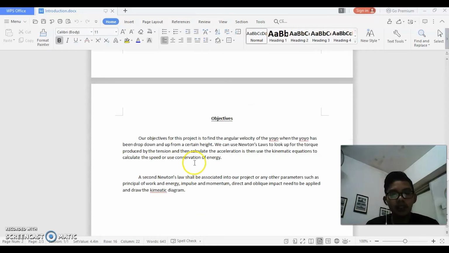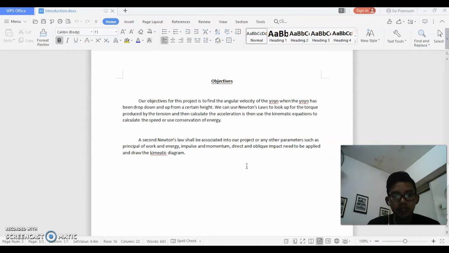The objective for our group project is to find the angular velocity of the yo-yo. The yo-yo is dropped down and up from a certain height. We can use Newton's law to look up the torque produced by the tension, then calculate the acceleration. Then use the kinematic equations to calculate the speed, or use conservation of energy. Second, Newton's law should be associated with our group project along with any other parameters such as the principle of work and energy, impulse, and momentum. Direct and oblique impact need to be applied and draw the kinematics further.